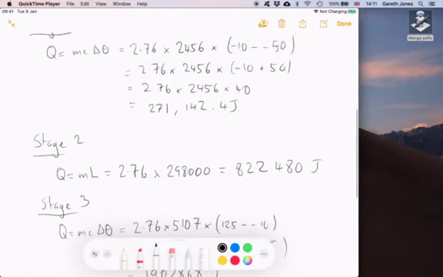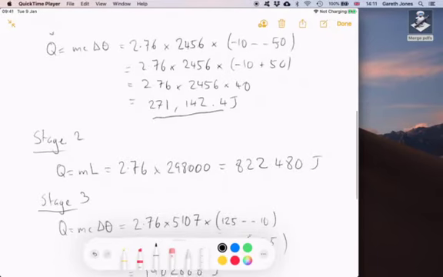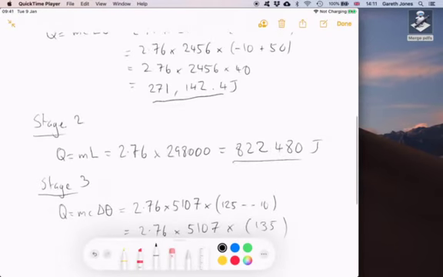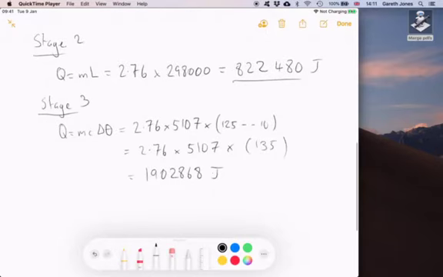Okay, so we can see that the stage from cold solid up to the melting point is not that big, and then it's very big to turn it from a solid into a liquid, and then to heat that liquid up to the boiling point requires even more energy.